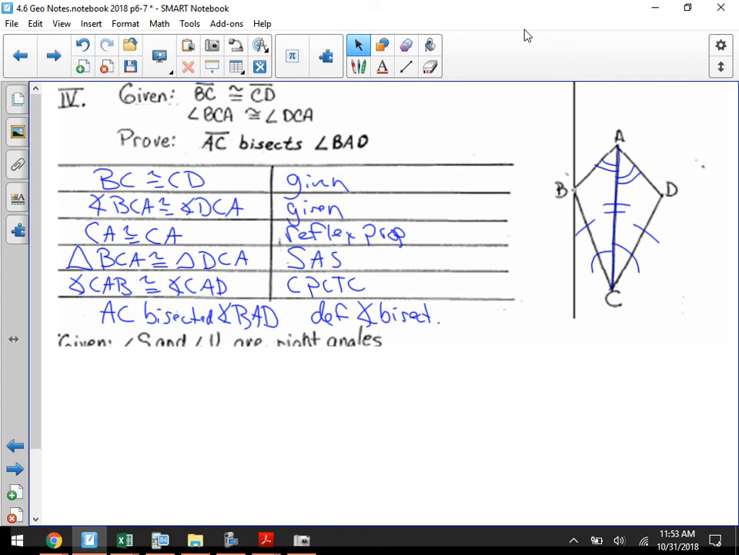Next one is segments within triangles. It's a lot of math. It's a lot more formula stuff. So we got that, and then we finished out the semester with quadrilaterals.